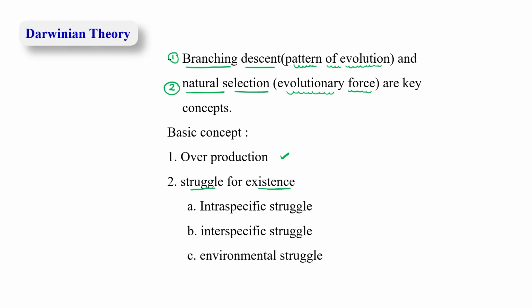And what kind of struggle? There are three types of struggle. He said that there are three types of struggle. First is intraspecific struggle. Struggle must be between the individuals of the same species for the food source, land source, right?